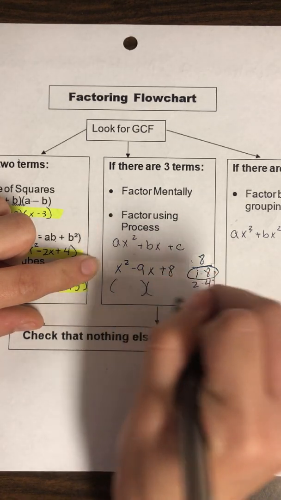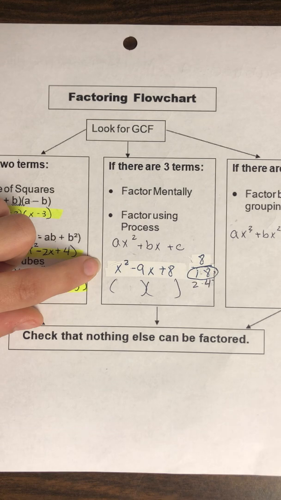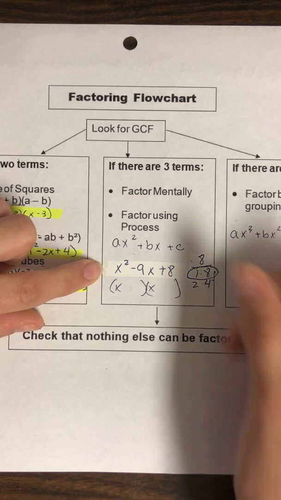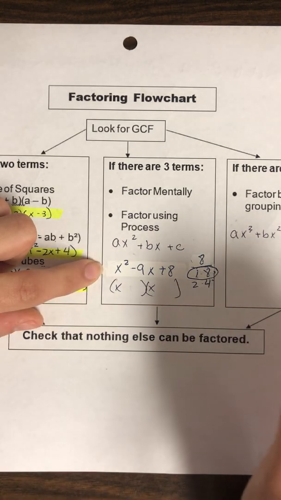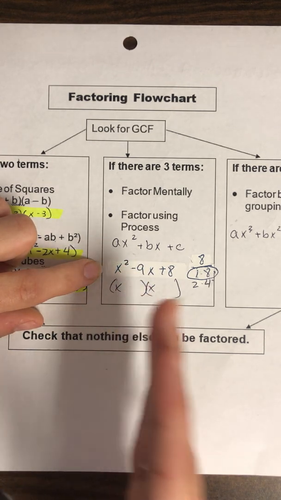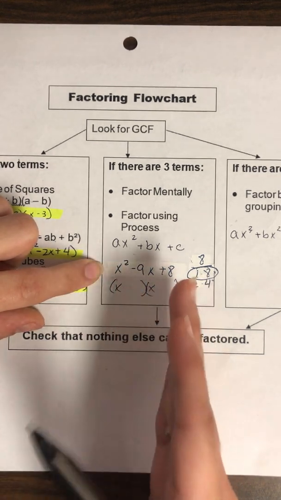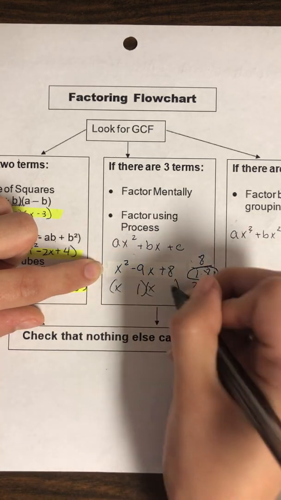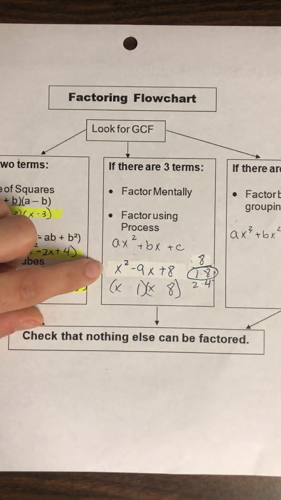I'm going to set up my parentheses here. I write my x's in front, and I write my values, no matter what order they are, it has to be the lowest number and then the greatest number. So the lowest number here is 1, and the greatest number is 8.